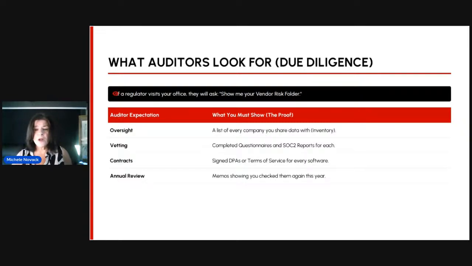An auditor wants to see a folder for every vendor. Inside that folder should be the contract, the questionnaire, and the SOC 2 report. If that folder is empty, you have failed. And these are all things, again, very easy steps that you can put into place.